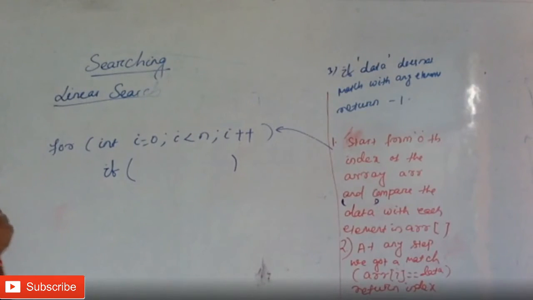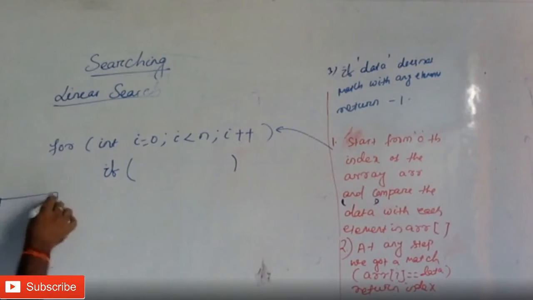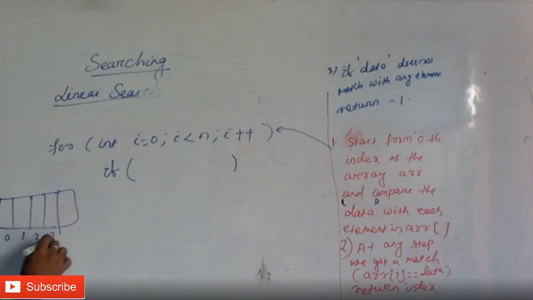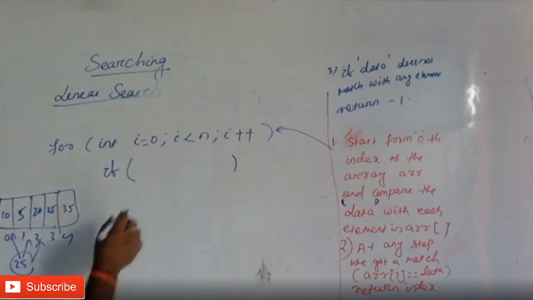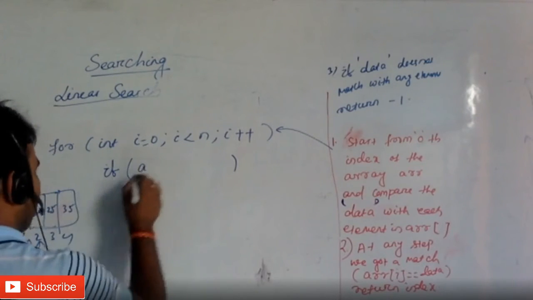This is my array, so some elements are there. Indices 0, 1, 2, 3, 4, and elements 10, 5, 20, 25, 35. Suppose I'm searching 25. Is it matching with this one? Is it matching with this one? Is it matching with this one? So if ARR, what is the array name?